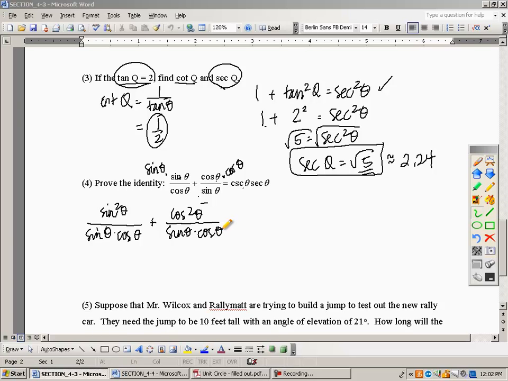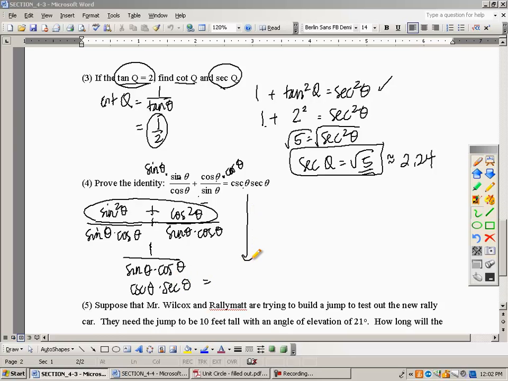Now, I can add these two fractions together because the denominators are the same. And if you look, I'm going to add sine squared plus cosine squared. That's an identity you have to know. Sine squared plus cosine squared equals 1 over sine of an angle times cosine of an angle. Now take a look. 1 over sine is cosecant. 1 over cosine is secant. I have just proven that these identities are identical.